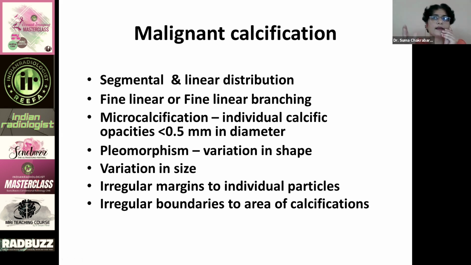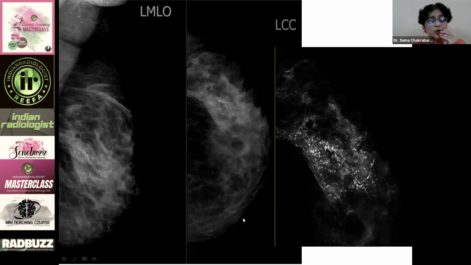So it's not just about what BIRADS it is. It's also important, in parallel, to be thinking, is this benign or is this malignant? Is ultrasound useless? Not really. So there is segmental, fine linear, maybe linear calcification here.